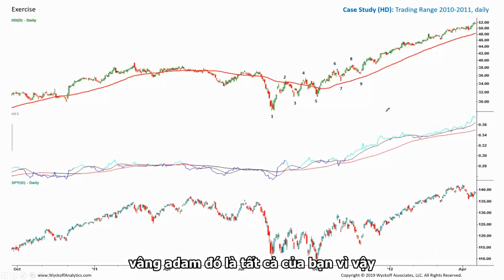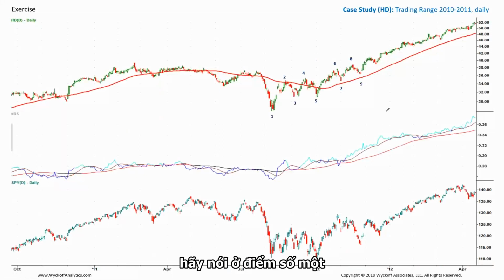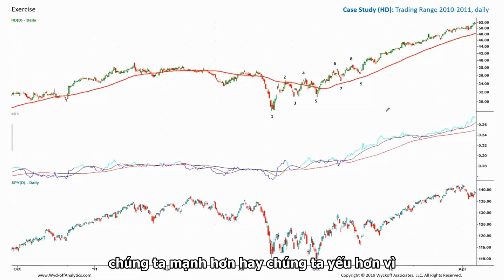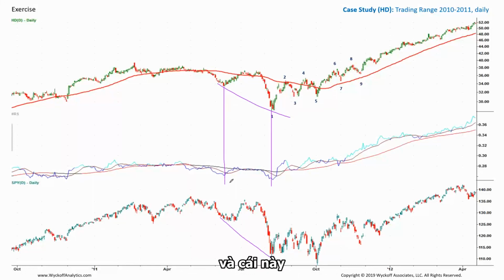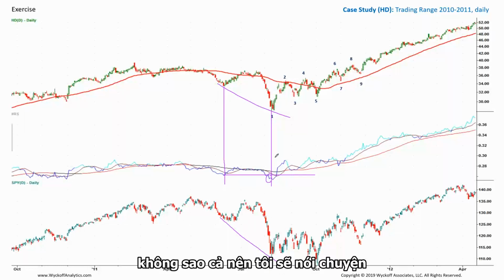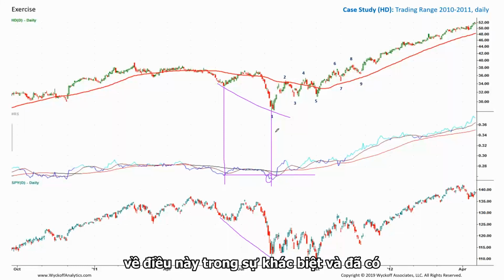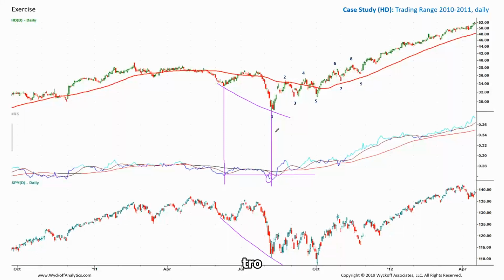So at point number one, are we stronger or weaker for the stock? We are stronger. By comparing it like this, defining the low. I'm going to talk about the discrepancy, and there was a question here, I think from Nilesh: are there any discrepancies between the relative strength line and the comparative analysis?